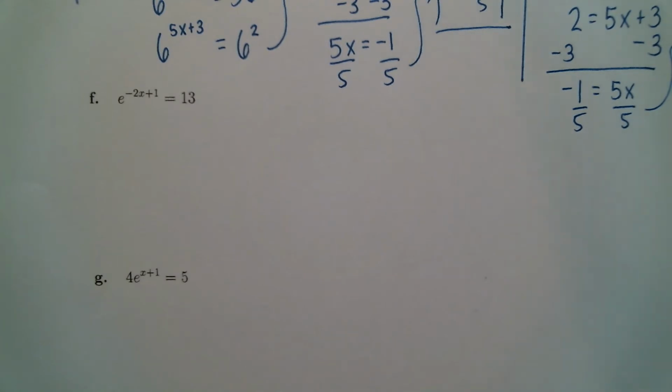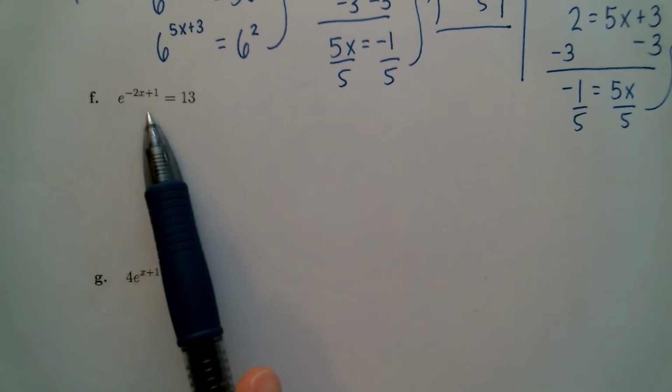Can you rewrite 13 as a power of e? No, okay? So this is the first exponential equation that we've encountered where it's not possible to make the bases the same on both sides, okay? When that happens, you have to use logarithms to solve the equation, okay? This is what we're going to do.